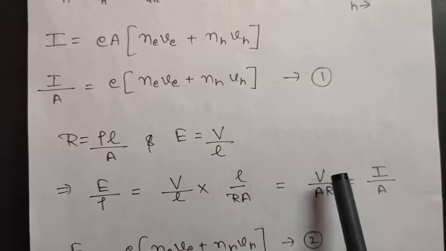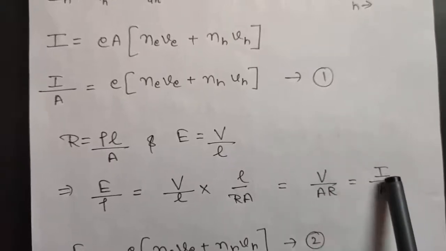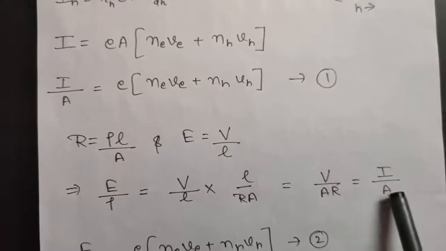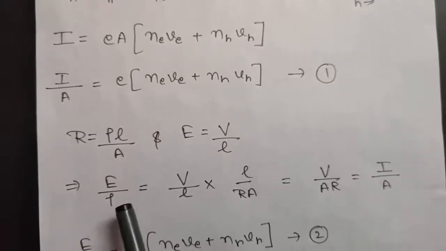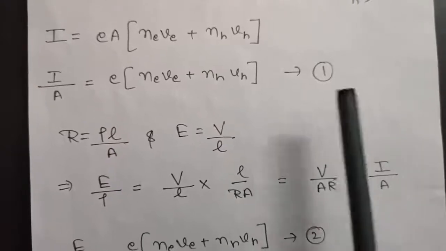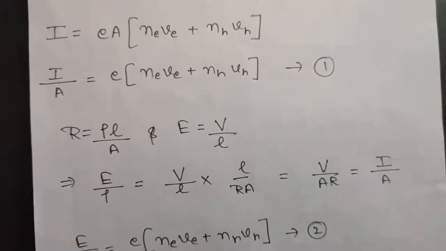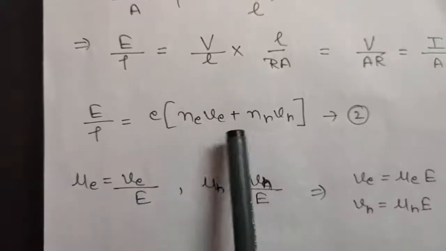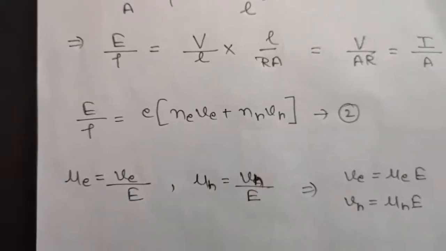Now by Ohm's law, as you know, V upon R is equal to I. So this will be I by A. That means I by A can be written as E by rho. So just replace I by A by E by rho in the first equation. So it will become E by rho is equal to E(NeVe plus NhVh).